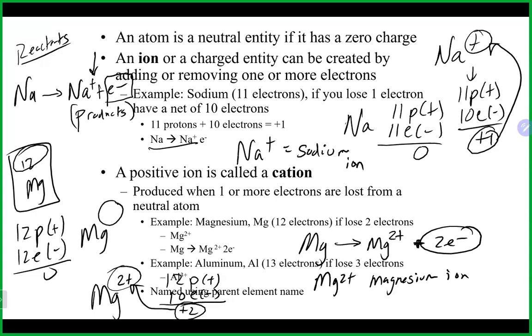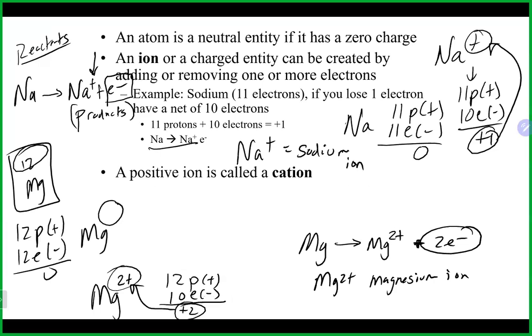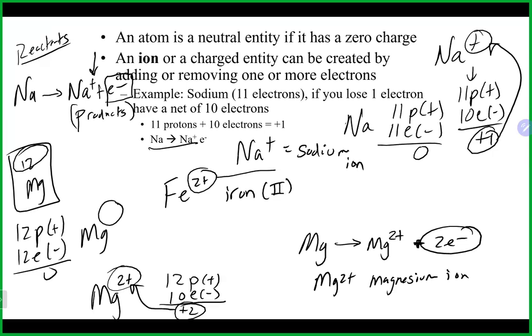That is not a transition metal, for the most part. If it is a transition metal, we do actually include the actual charge, because as I mentioned before, transition metals can have variable charges. So if you had something like the iron 2 that we saw earlier, if we were going to name this, we would still use the whole name of the element, which is iron, but we would use a Roman numeral 2. And that Roman numeral indicates the charge, and we would call it the iron 2 ion. And that's only for transition metals, because they could have a variable charge.